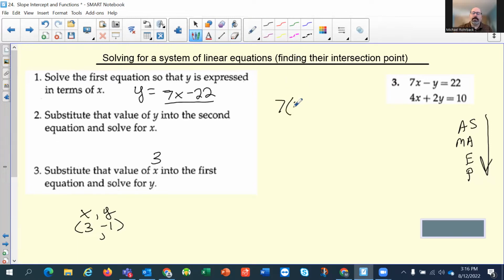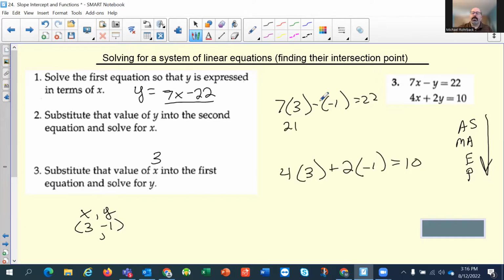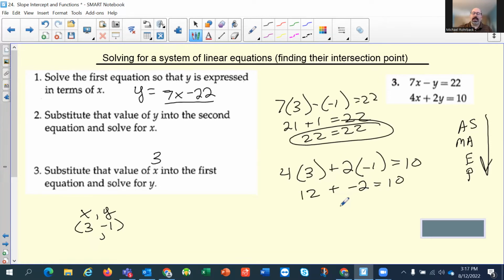So 7 times 3 minus -1 equals 22. And 4 times 3 plus 2 times -1 equals 10. 7 times 3 is 21. Minus a negative is the same thing as plus positive. Look at that. 22 equals 22. Good. 12 plus -2 equals 10. 12 plus -2 does equal 10. And you're good.